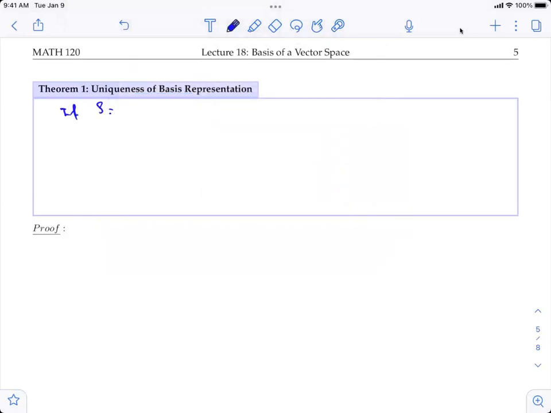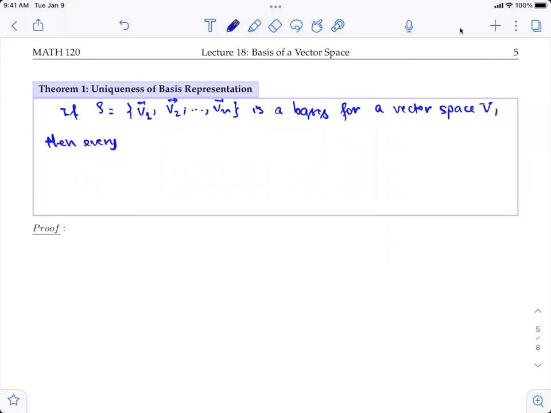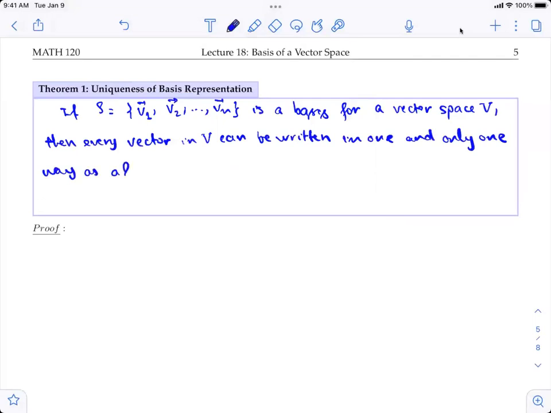So if S equal to V1, V2 up to Vn is a basis for a vector space V, then every vector in V can be written in one and only one way as linear combinations of vectors in S.